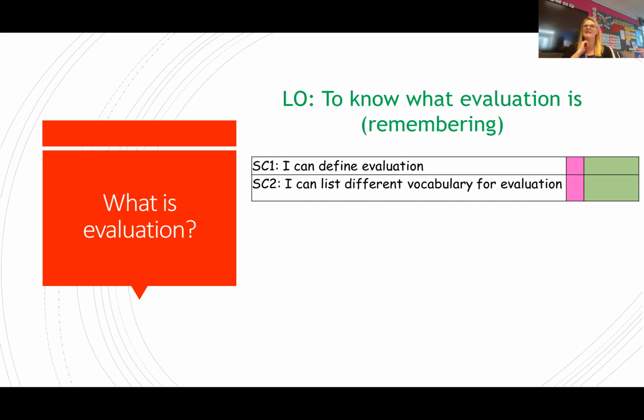Secondly, can you list any of our different new words that also mean evaluation that we just learned playing Kim's Game? I wonder if you could tell your partner one of the new words we learned. Off you go. Good. Fantastic. So we now know what evaluation is, and we know some new words that also mean the same as it. So you might now want to come up as a class with just a quick sentence that says what you learnt, what went well, what you now know from watching our assembly today about evaluation.